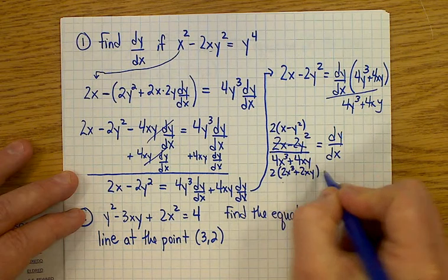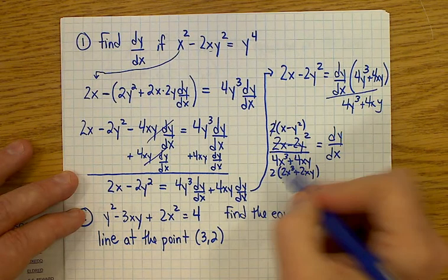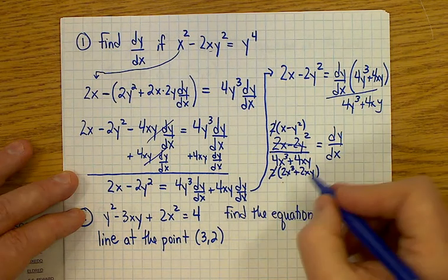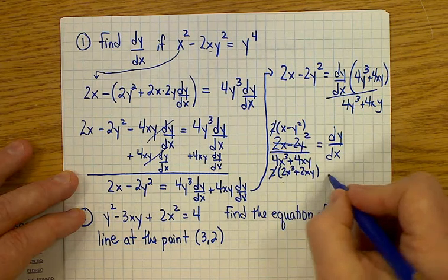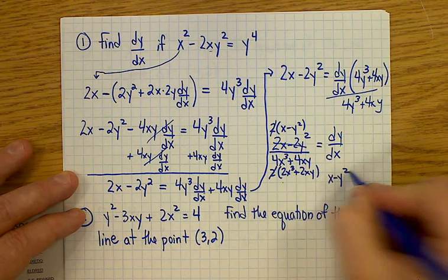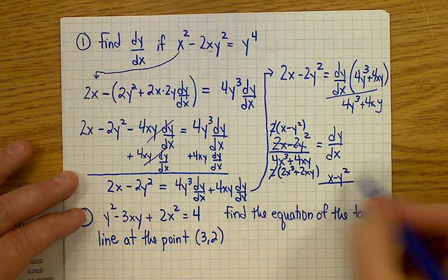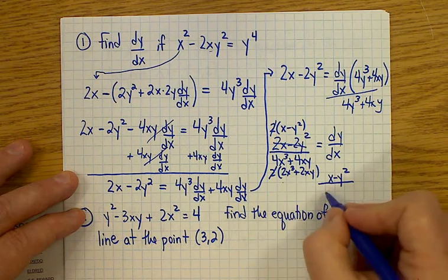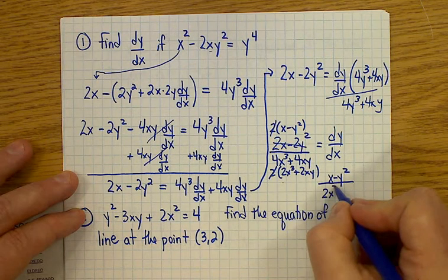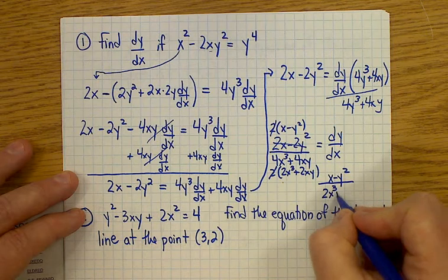And then what happens is these two go away, so I'm going to get a final answer of x minus y squared, that's this, divided by, even though I can still take a 2 out of here, I don't want to do that because it won't cancel with anything.